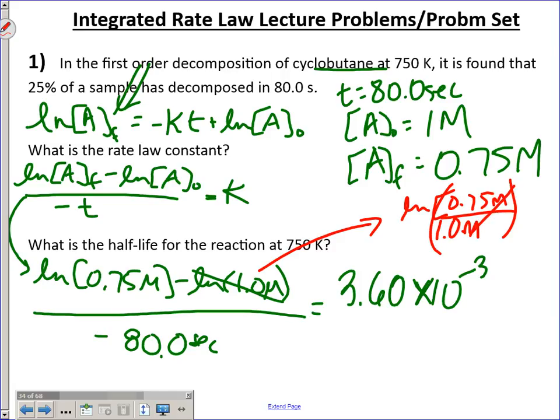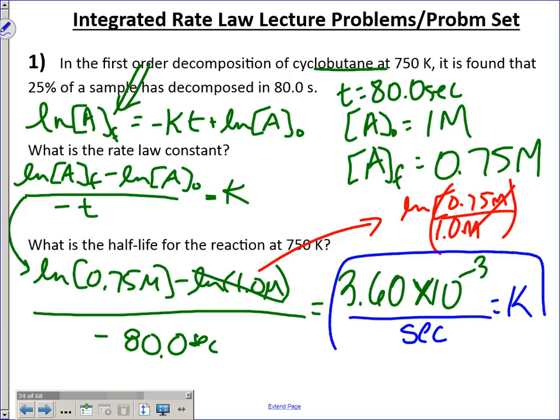This is where your units will get screwed up. The seconds do remain, right? They stay with us. So that is per second, and that is K. Sorry, that's our final here. It's 3.6 times 10 to the negative third per second. Noticing that this negative was negated by the ln of 0.75, the negatives negate each other to give us a positive K value overall.